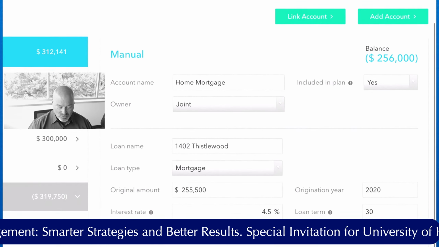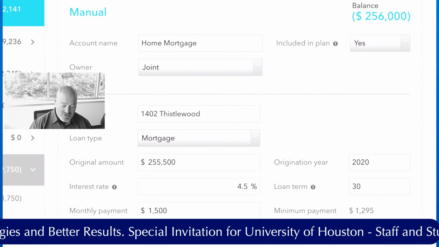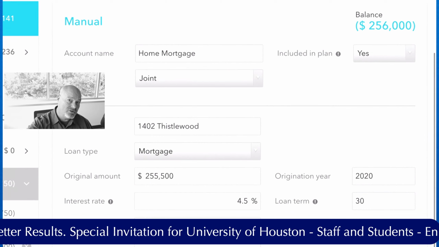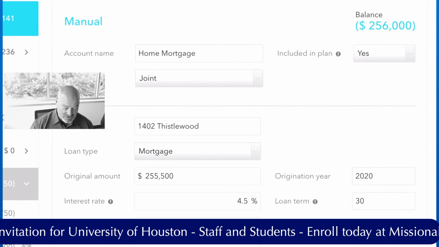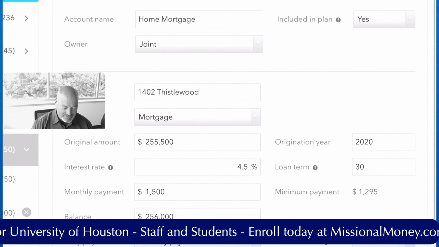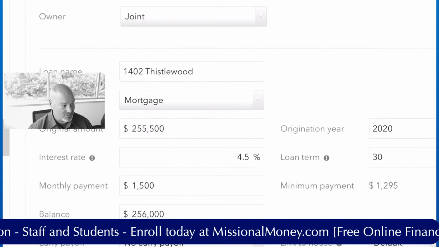So Billy's mortgage, you can see there the numbers. If you're working on your own financial plan, you have to put in your own data on this particular data card where you enter your mortgage. So these are the pieces of data that you would be entering into your mortgage.